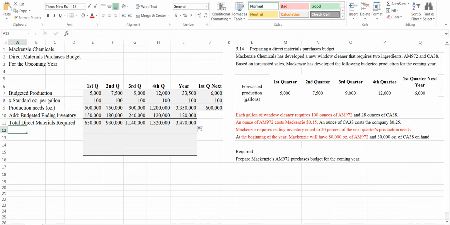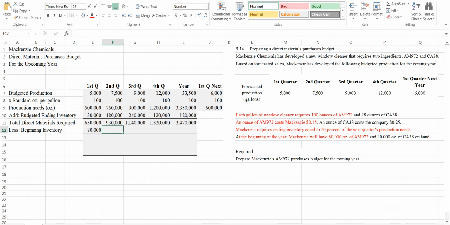So now the last thing we're going to do is take out our beginning inventory, right? Because this is the total that we need, but then we're going to have some stuff on hand. So let's subtract our beginning inventory. All right, so at the beginning of the first quarter, our beginning inventory is equal to 80,000 ounces. They've given that information to us. Add a 0 there.